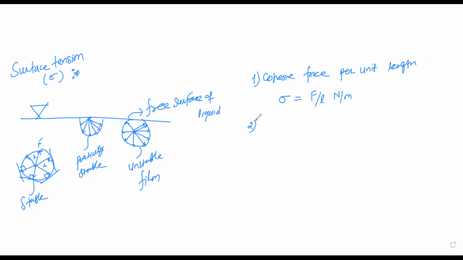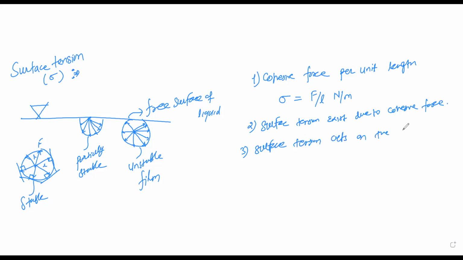The second important point, that surface tension exists due to cohesive force. It's not adhesive force, it's a cohesive force. And the third point, the surface tension always acts on the circumference.